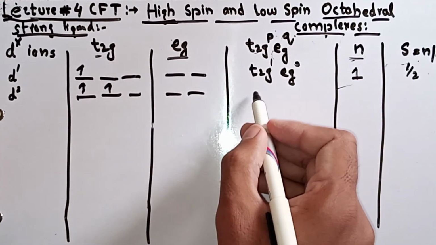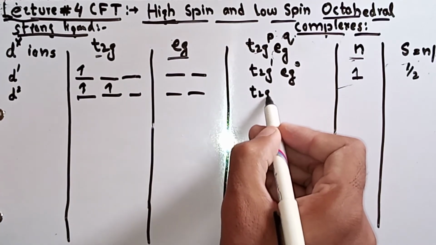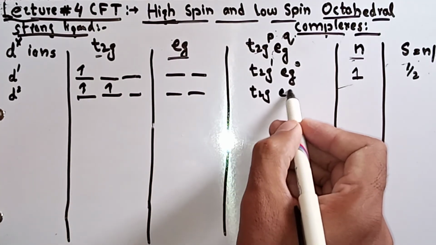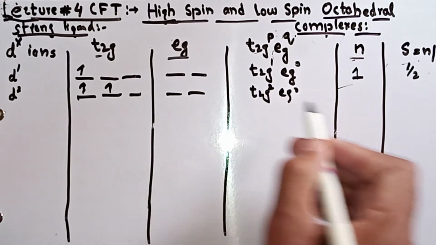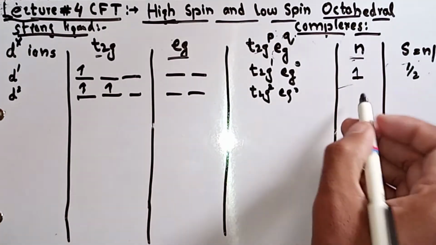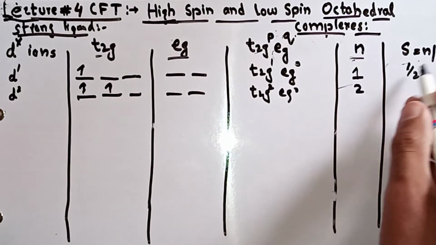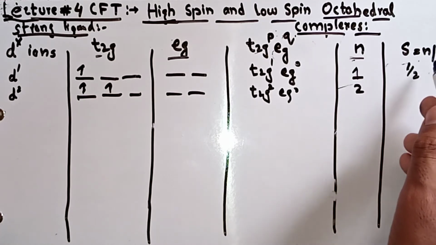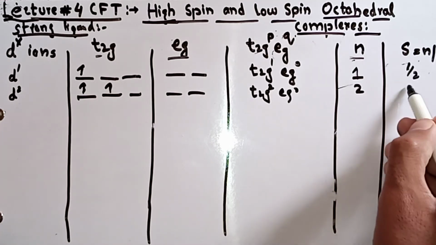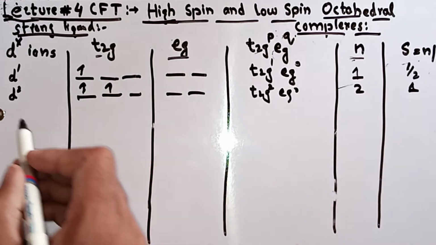The EG will be 0, and in T2G there are 2 electrons. So the unpaired electrons are 2. The resultant spin will be N divided by 2, meaning 2 divided by 2 is equal to 1. The resultant spin will become 1.